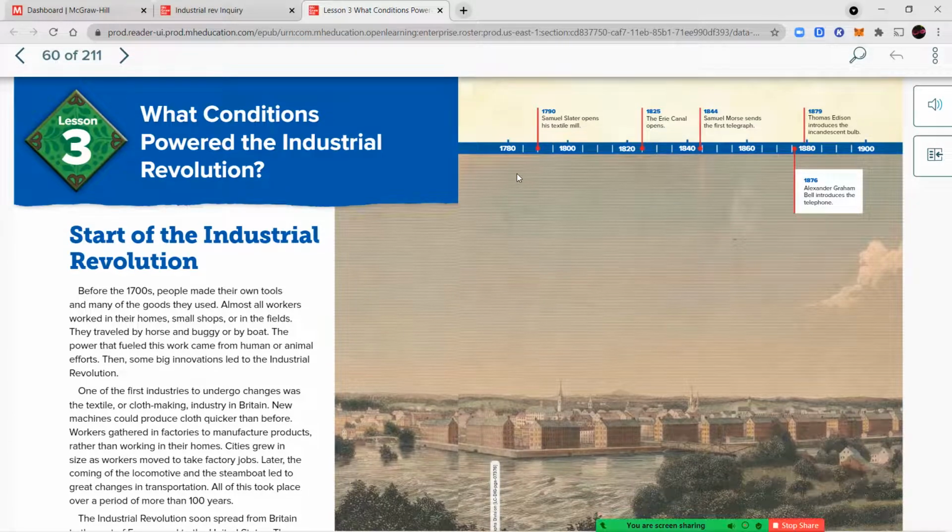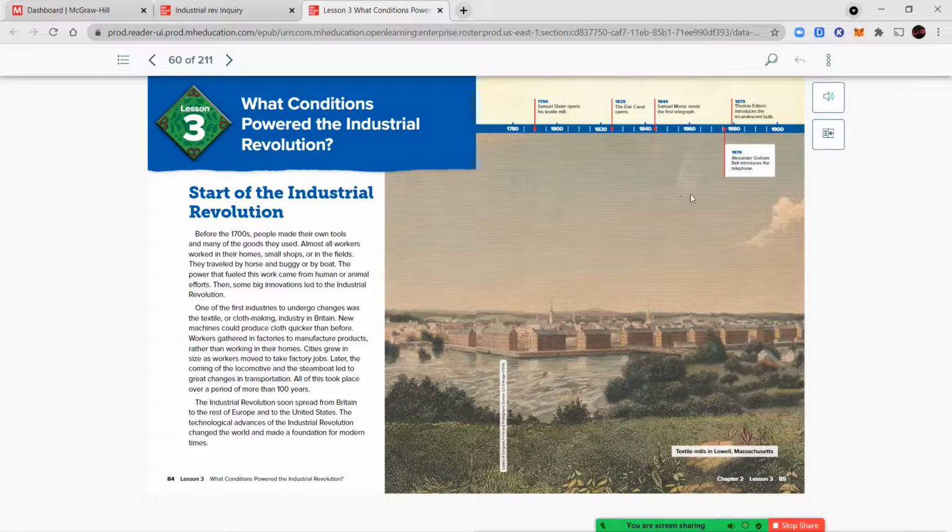Let's take a look at our timeline here at the top of our page. In 1790, Samuel Slater opens his textile mill. In 1825 is when the Erie Canal opened. In 1844, Samuel Morse sends the first telegraph. And in 1876, Alexander Graham Bell introduces the telephone. And in 1879, Thomas Edison introduces the incandescent light bulb. So you can see over this period, there were a lot of major things changing that started in Europe and spread out from there.